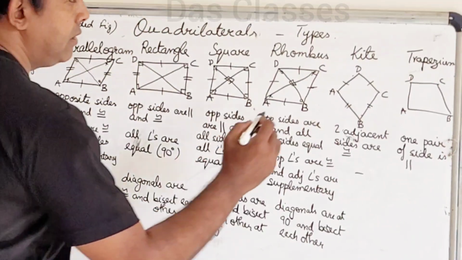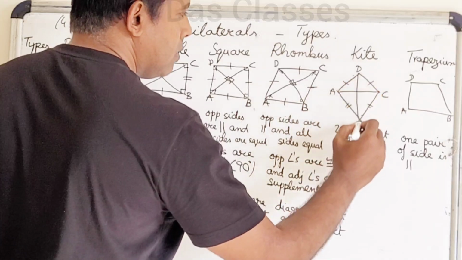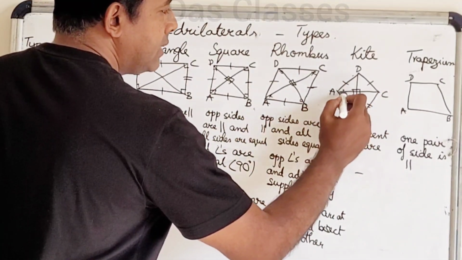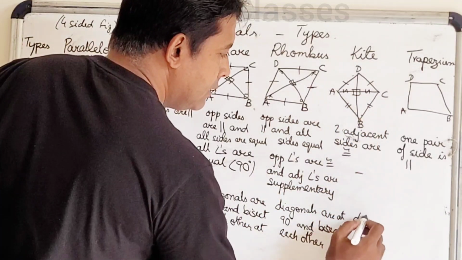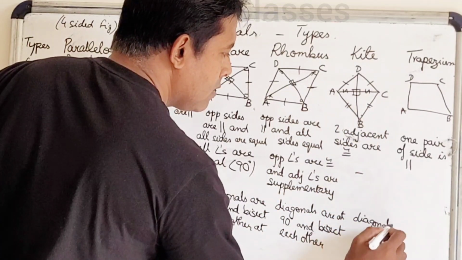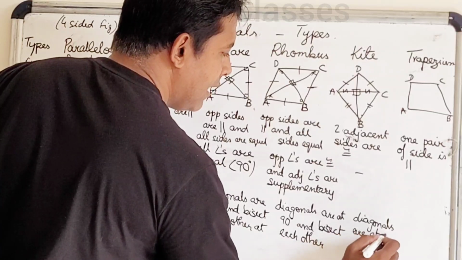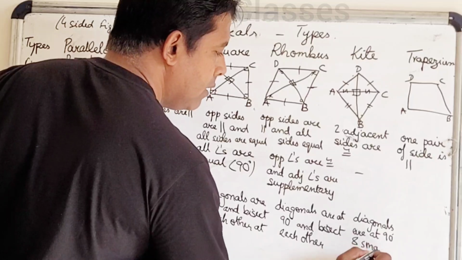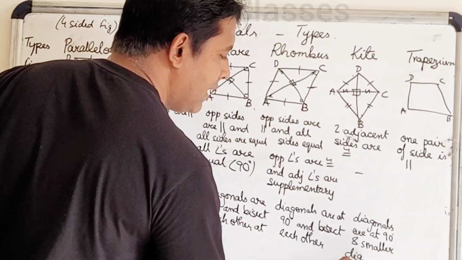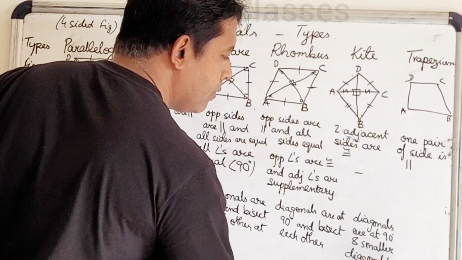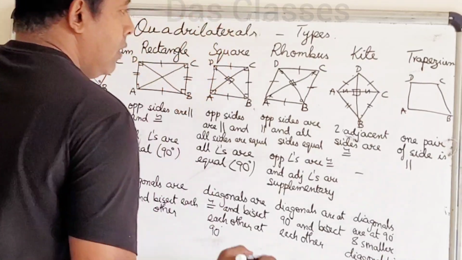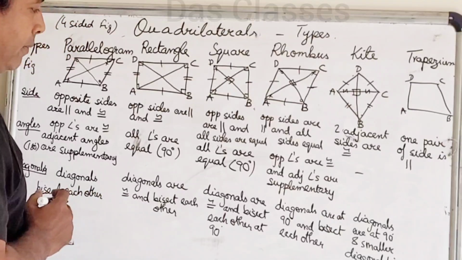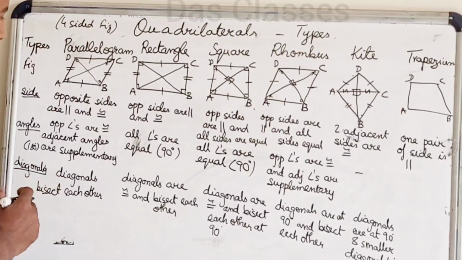Well, in the case of kite, also the diagonals intersect each other at 90 degrees and the smaller diagonal is bisected. What do you mean by bisected? It means it is divided into two equal parts. Okay, so to understand this, let's take an example.